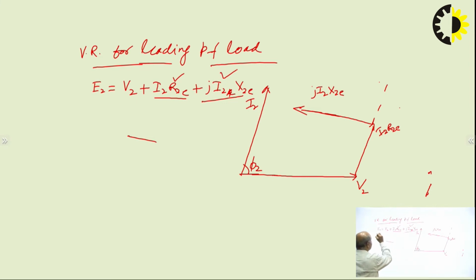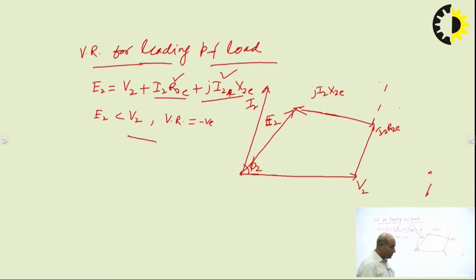So hence our E2 will be this phasor. This is our E2. Now we can very easily see that for leading power factor, E2 is less than V2. From the phasor diagram, it is obvious that E2 is less than V2. Hence our voltage regulation will be negative.